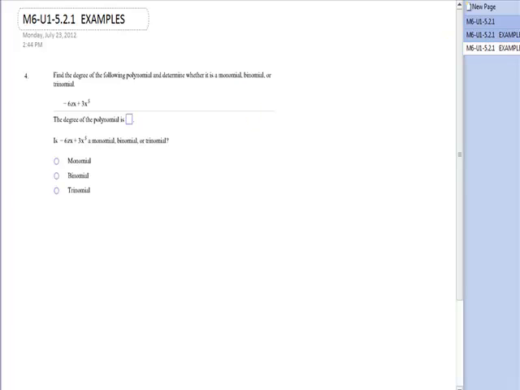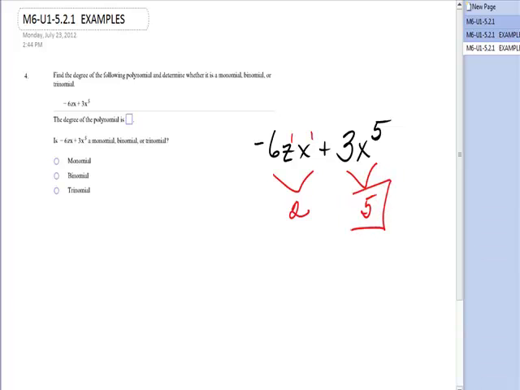One more. I have negative 6zx plus 3x to the 5th. The degree of the polynomial, well, that's a 1 and that's a 1, so the degree of that term is 2. The degree of this term is 5. The degree of the polynomial is the greatest, so it is degree 5. There's one term, two terms, that makes this a binomial. So I hope you feel a little bit more comfortable with degrees of terms, degrees of polynomials, and classifying as a monomial, binomial, or trinomial.